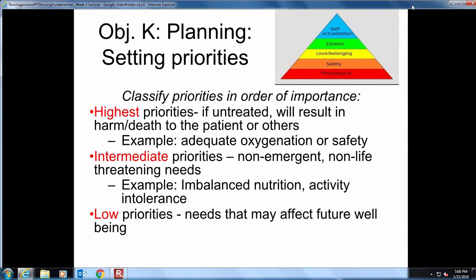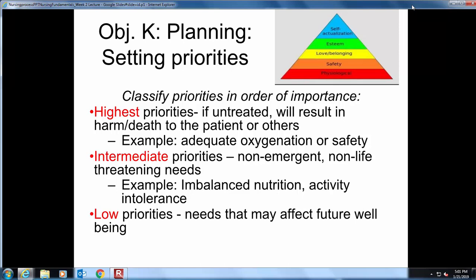Remember our discussion last week of Maslow's hierarchy of needs? Well, this applies to nursing interventions and care planning. We always want to attend high priority life or death needs first. These are any needs that would result in harm to the patient or others, such as respiratory distress or hemorrhage. Also consider what the patient feels is a high priority, because these are also important to the patient.